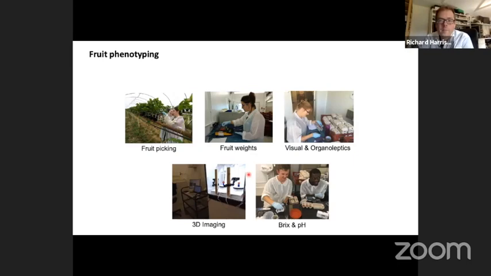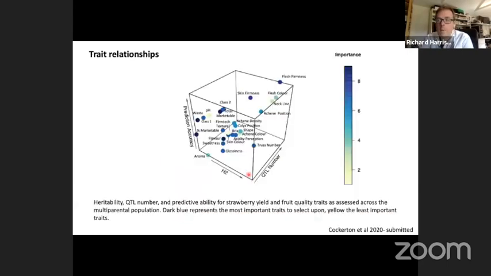The bit I'm going to focus on a little bit is the 3D imaging, just to give you a flavor of what we can do now, and I think what might be the potential in the future. These are all the traits that we measured, and this just illustrates a plot that tries to combine some of the information that is useful to us. So on this axis, we have the accuracy of prediction. So that's how well our genetic prediction model matches with what we actually observe. This is the level of heritability, so the additive genetic variation for each trait. So this tells us how much genetic control there is over each particular trait that we've measured.